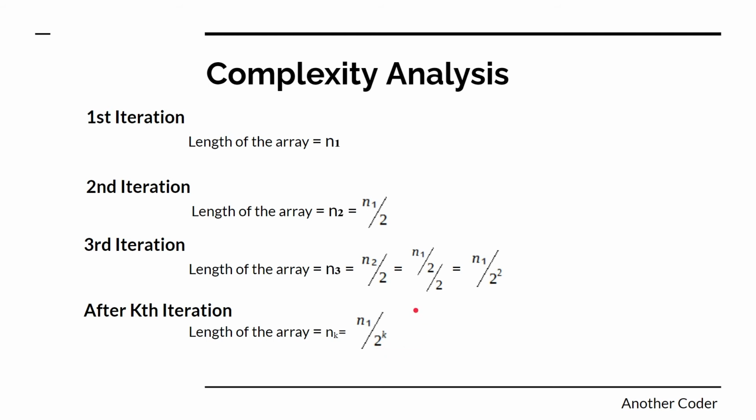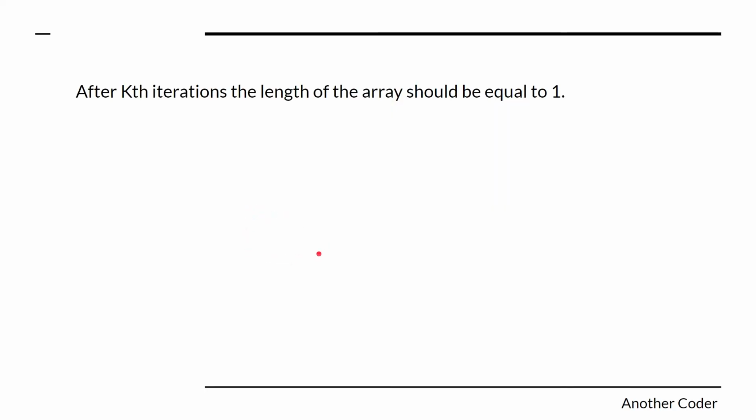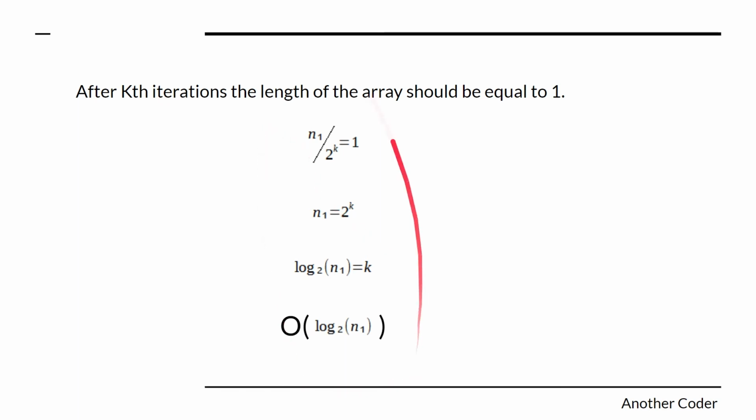If we assume that there were total k operations in our binary search, then after k operations, the length of the array should be equal to 1. So here we equate these two things, n1 divided by 2 raised to the power k should be equal to 1. So n1 would be equal to 2 raised to the power k. Now k is equal to log n. So this is the time complexity of our algorithm, big O of log n. This is how we calculate the time complexity for binary search.